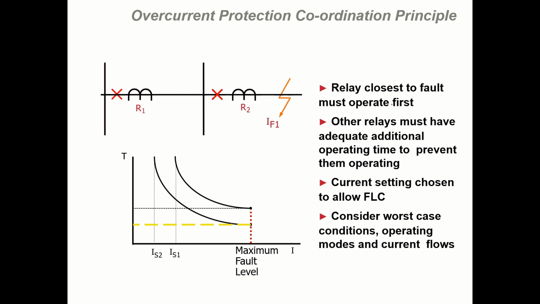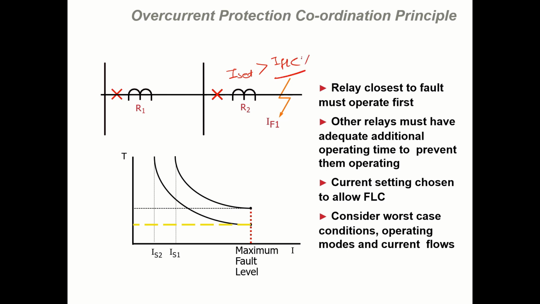So these are the takeaway points from this slide. The relay closest to the fault must operate first. Other relays must have adequate additional operating time to prevent them from operating. If all these relays have the same times, then there is a chance that for a fault at this location, R1 will operate and there will be widespread disturbances. Third, current settings should be chosen to allow full load current. That means the current I set should be more than the full load current. It should never be less than full load current.